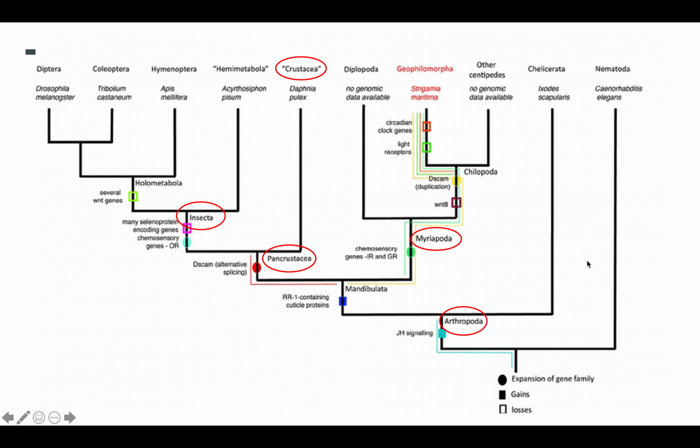Does anyone have any questions about where insects sort of evolved from based on this tree? If you do, you're welcome to enter them in the chat.